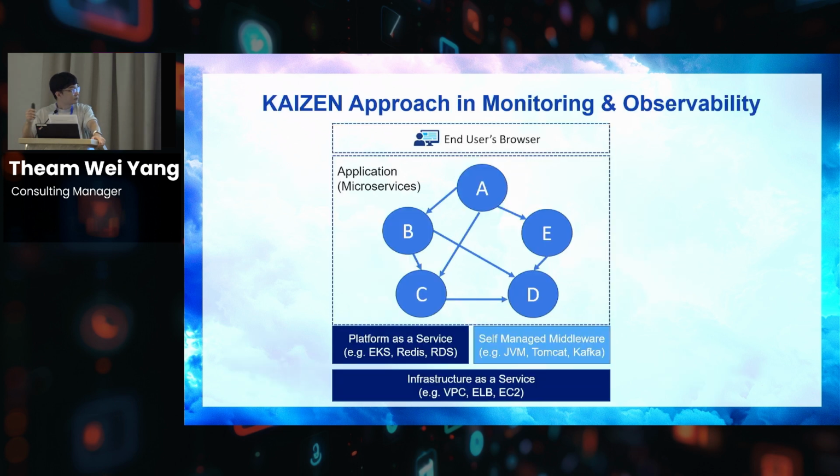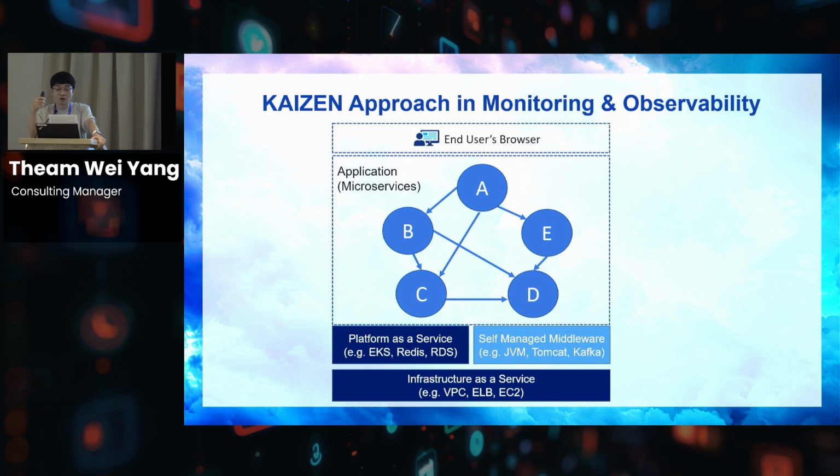So this is our Kaizen approach in monitoring and observability. For example, we have a typical cloud-native solution with microservices interacting with each other. You can see A, B, C, D over here. On the front end, we also have the end user with their web browser accessing our web application. The application will be residing in one of the cloud providers like Amazon, Microsoft, or Google Cloud, and using some cloud services like RDS or Redis.